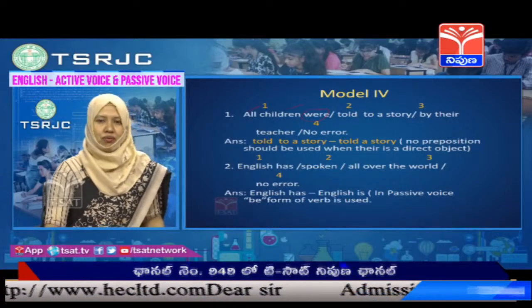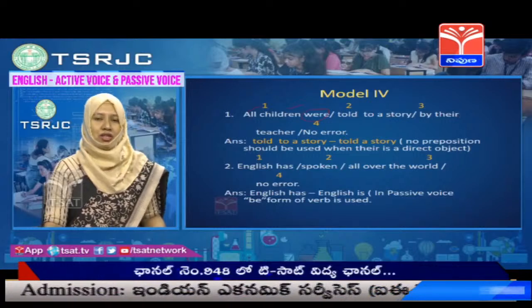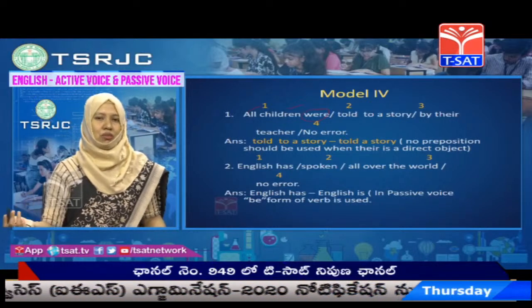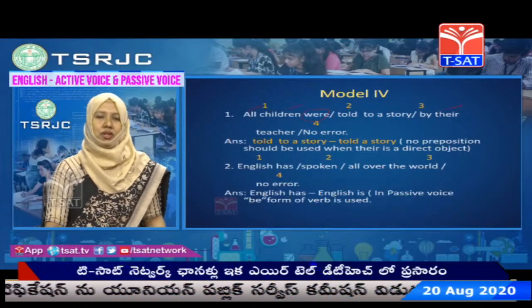Told to a story by their teachers. The doer of action, by their teacher. Who is telling the story? The story was told by the teacher, by their teacher. So by their teacher, this third option is correct.